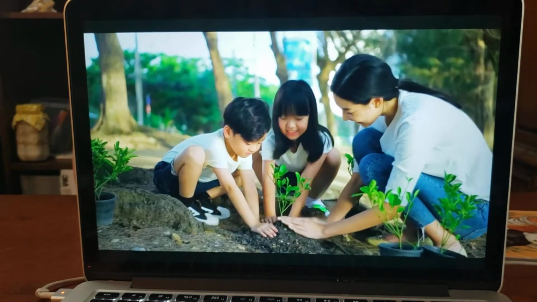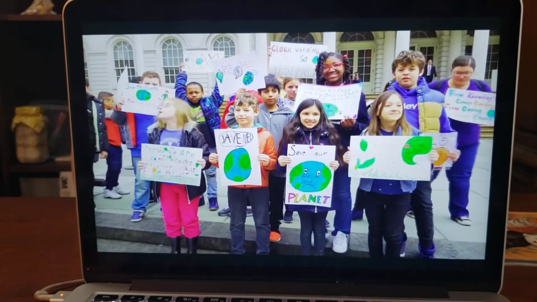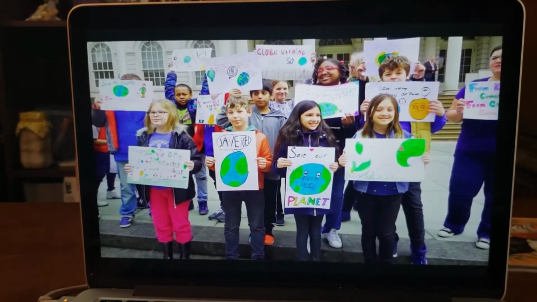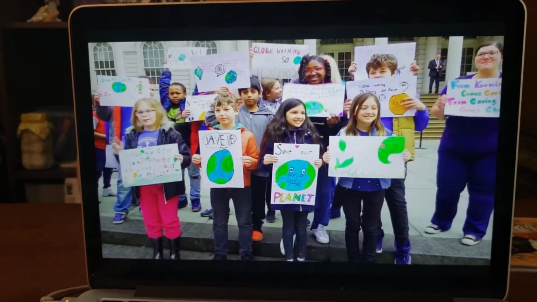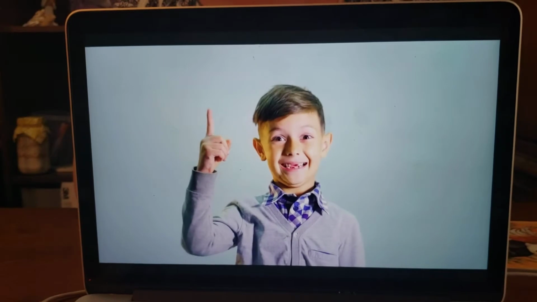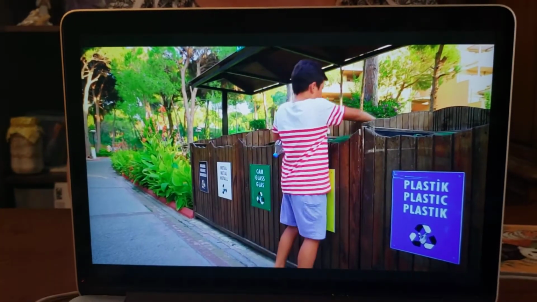They plant trees. They clean up. They show how they care about the earth. But we don't have to wait until Earth Day to care for our home. What can you do every day to help the earth? You can throw your garbage in a trash can instead of throwing it on the ground.